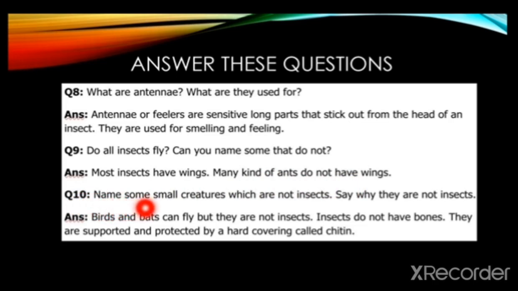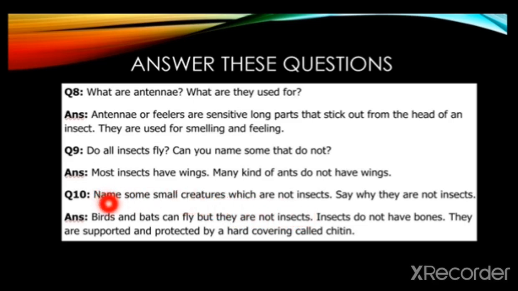Question number 10 is, name some small creatures which are not insects. Say why they are not insects. The answer to this question is, birds and bats can fly, but they are not insects. Insects do not have bones. They are spotted and protected by a hard covering called chitin.